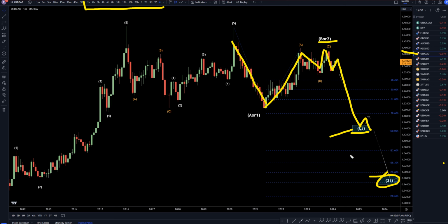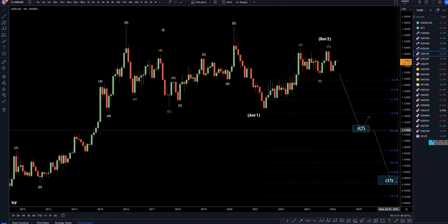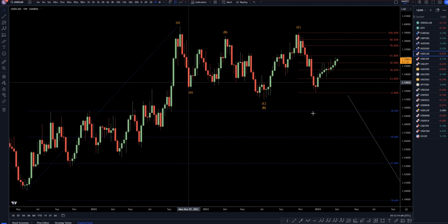I personally don't think it's important to know whether it's a C or a 3 at this point because either way, it leads to a nice downtrend on these higher time frames.